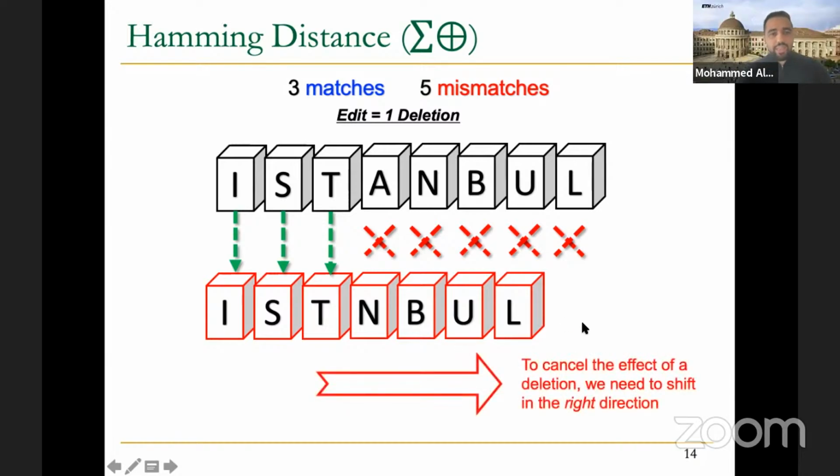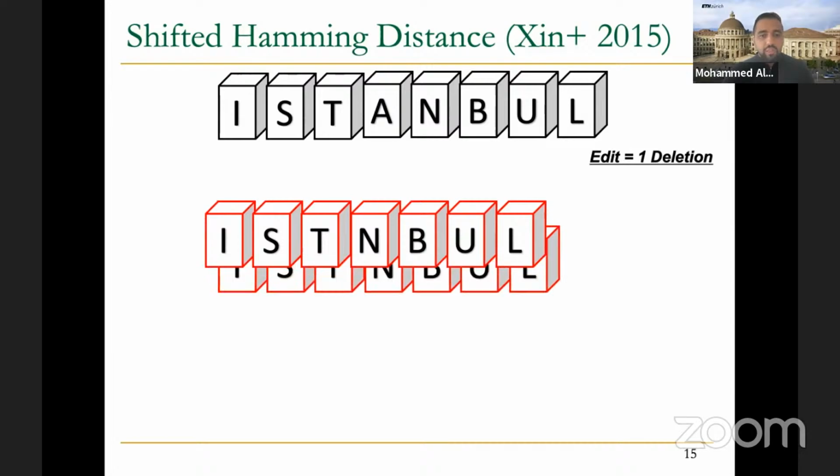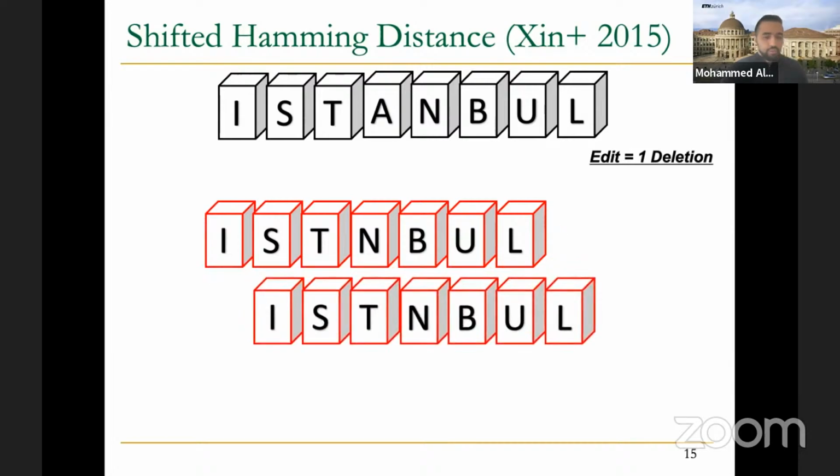So how can we solve this? One idea is probably to shift these trailing characters to the right side, then we can do the comparison correctly, right? So here, what we'd like to have as a workaround to solve this problem is a second version of the modified word, which is Istanbul without the A.